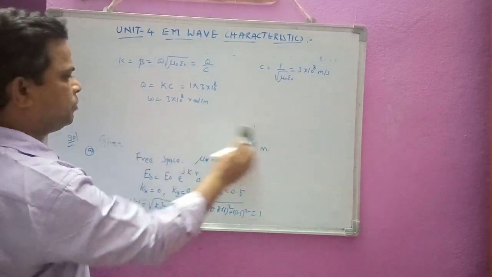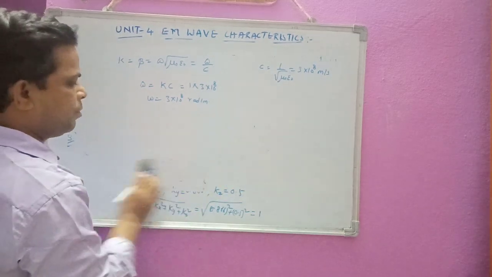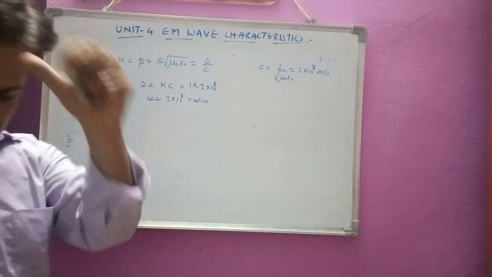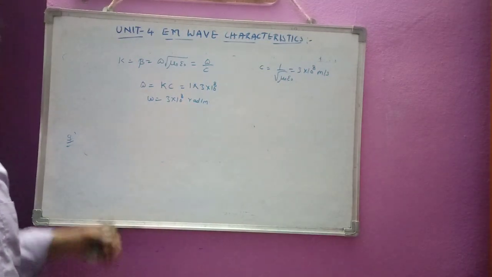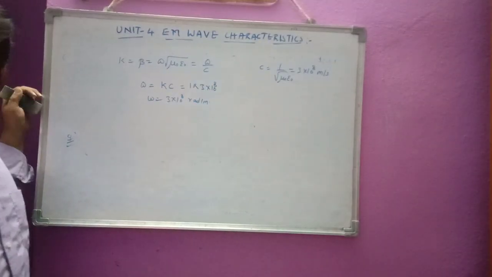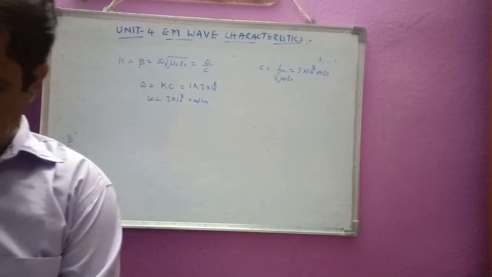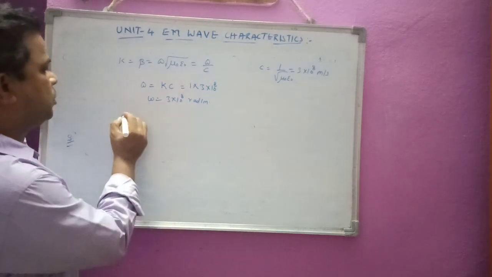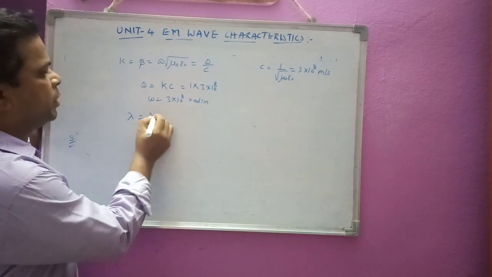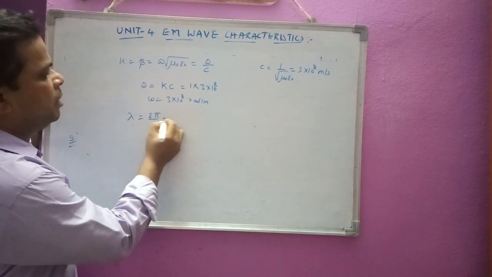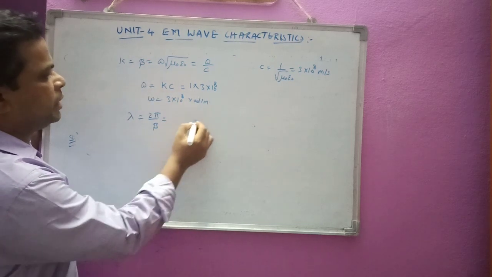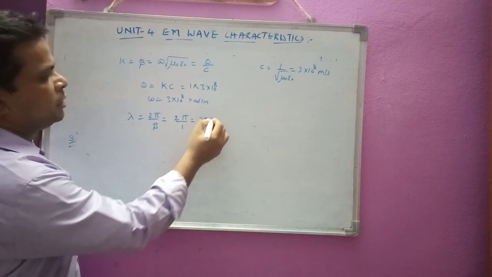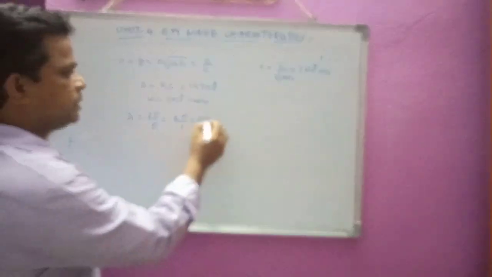Next we have to find lambda here. We have already found the omega value. Now we need to find the lambda here. Lambda we know is equal to 2 pi by beta, and beta is equal to k, and the k value we got here is 1, that is 2 pi, which is 6.283 meters.